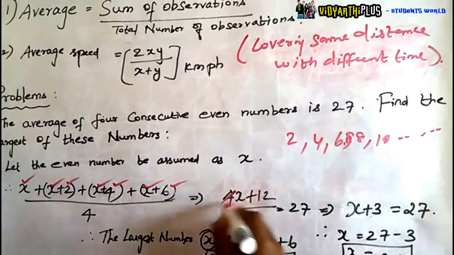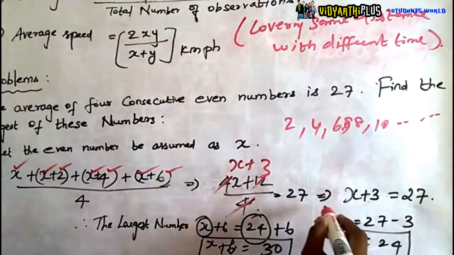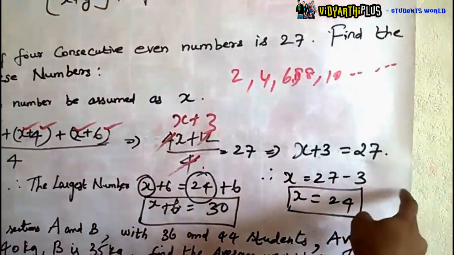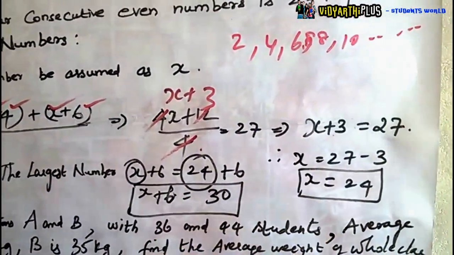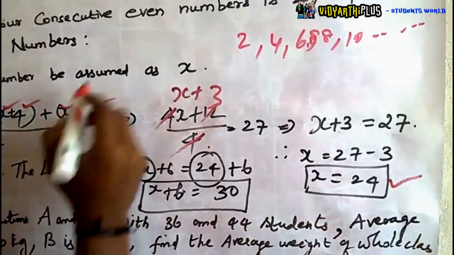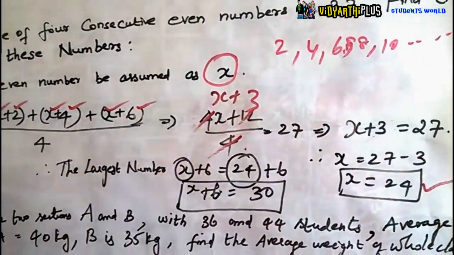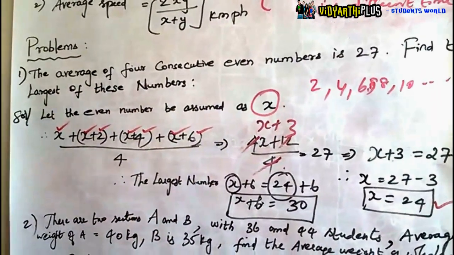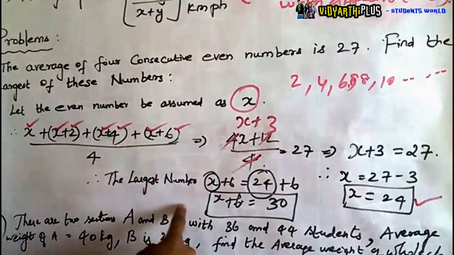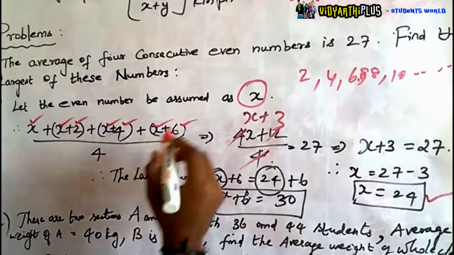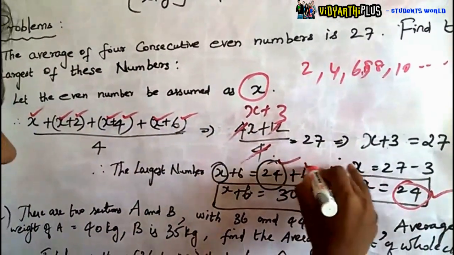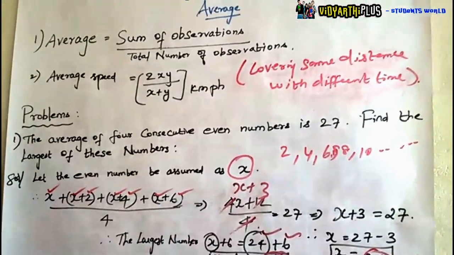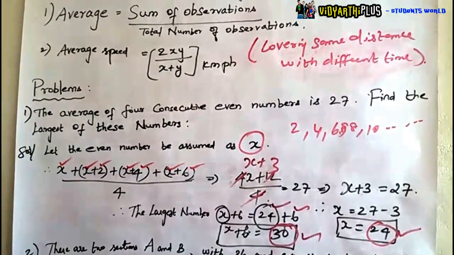By cancelling this, we get x plus 3 equal to 27. By solving this, x is equal to 27 minus 3, so x is 24. What is the question given here? Find the largest of these numbers. The largest of these numbers is x plus 6, which is 24 plus 6, therefore 30. This is the final answer.